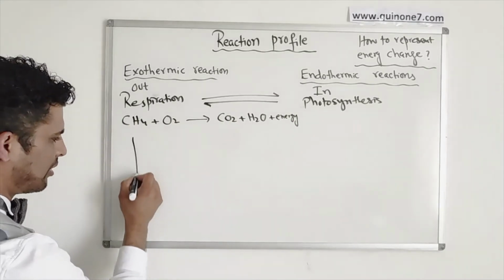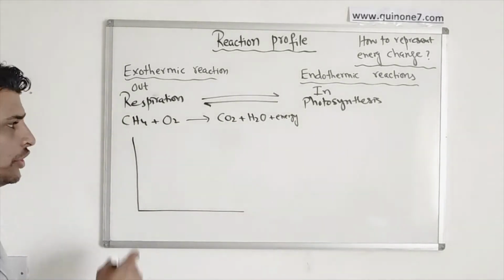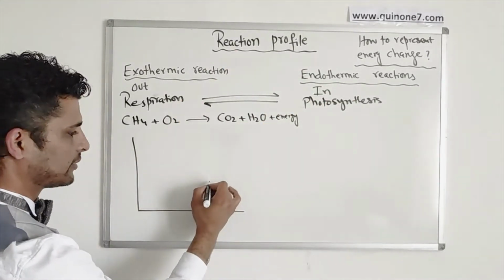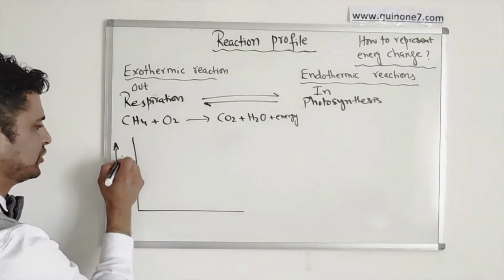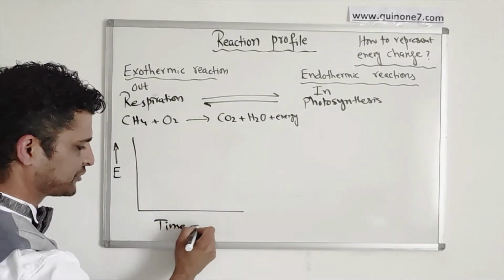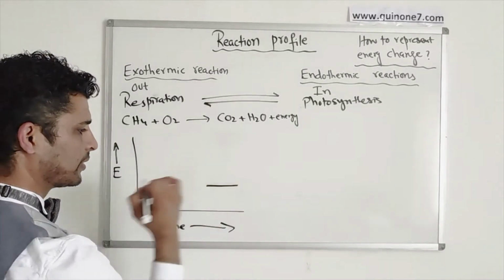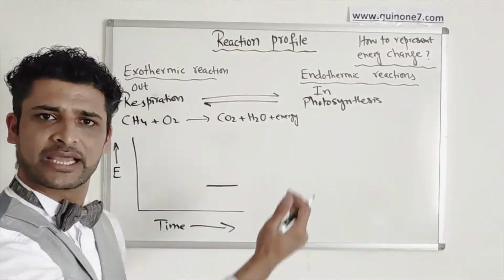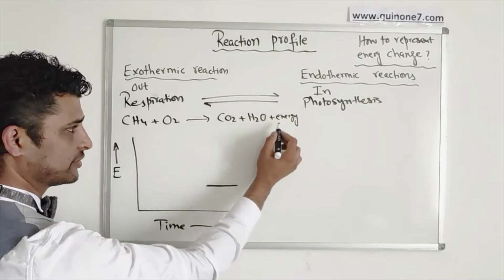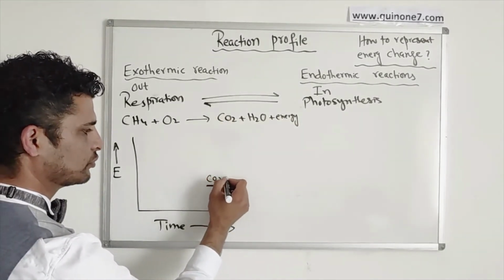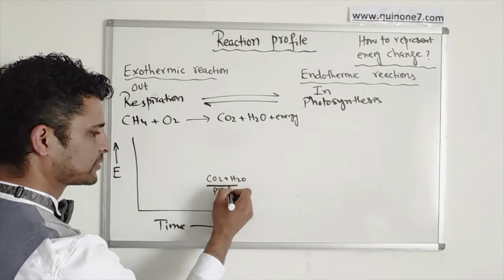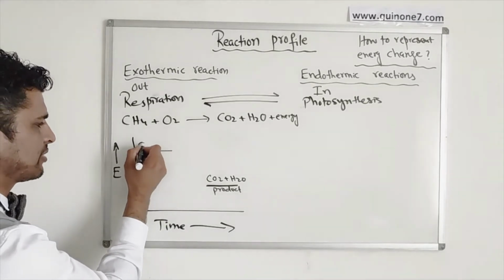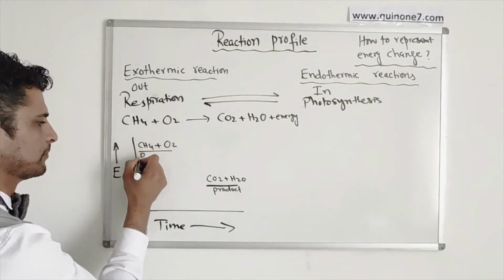Now I am going to represent that, because the energy is produced, the product side has lower energy. If this is energy on the y-axis and this is the time or reaction progress, these are the products. In a chemical equation, anything on the right hand side is product, and anything on the left hand side is reactant. So I will write down CO2 plus H2O for the products. Products have low energy and the reactants have high energy. Reactants are CH4 plus O2.